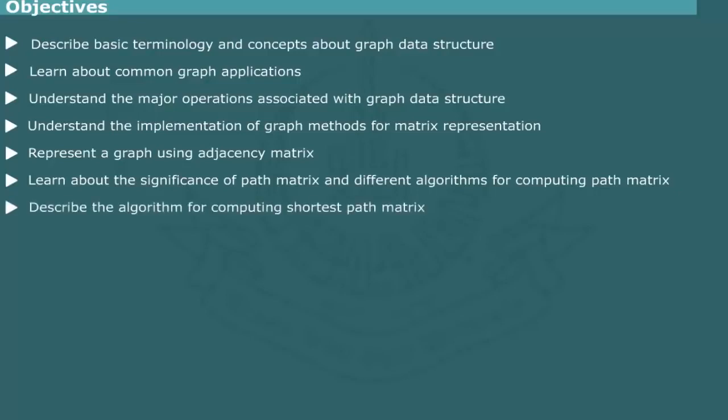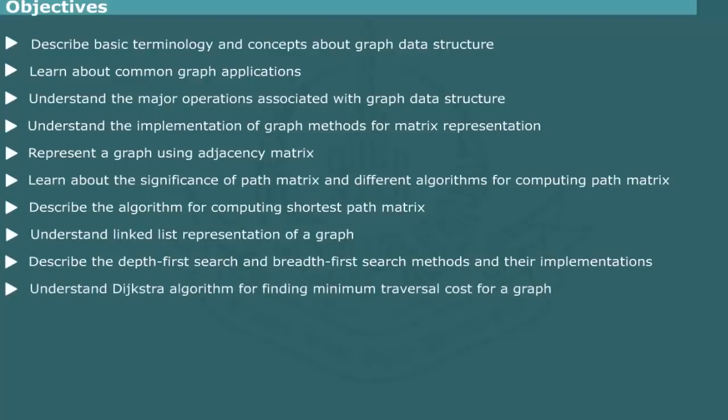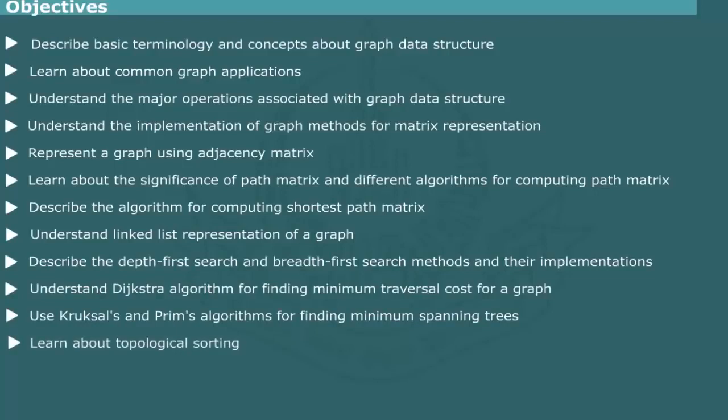Describe the algorithm for determining shortest path matrix. Understand linked list representation of a graph. Describe the depth-first and breadth-first search methods and their implementations. Understand Dijkstra algorithm for finding minimum traversal cost for a graph. Use Kruskal's and Prim's algorithms for finding minimum spanning trees. Learn about topological sorting.